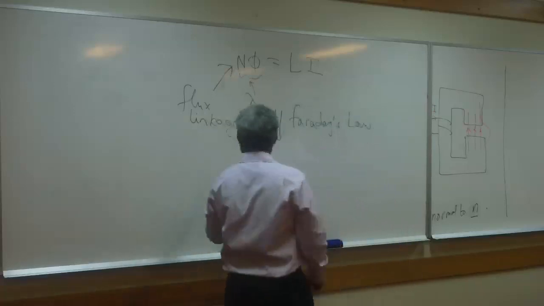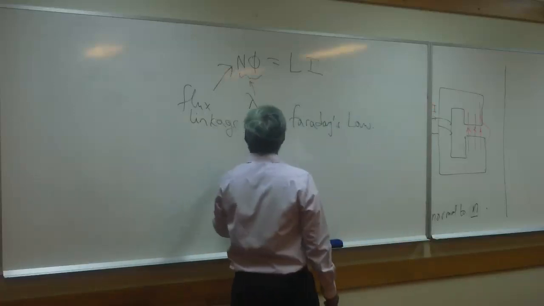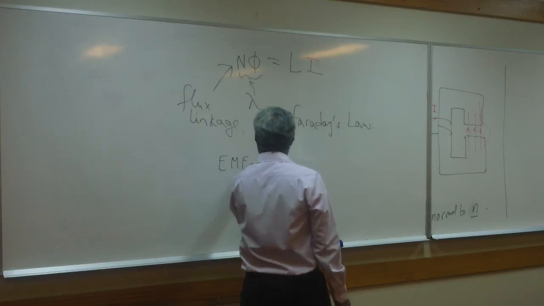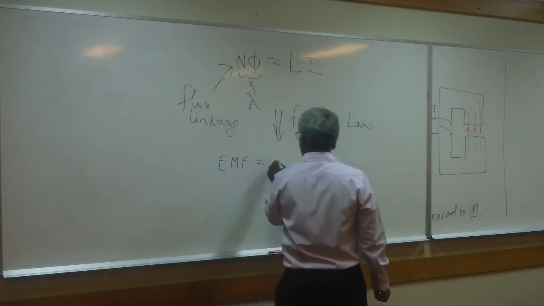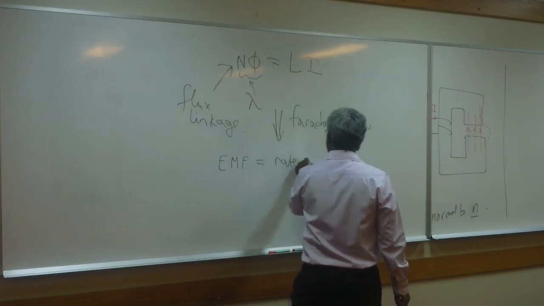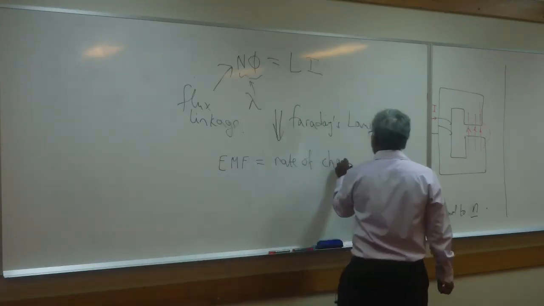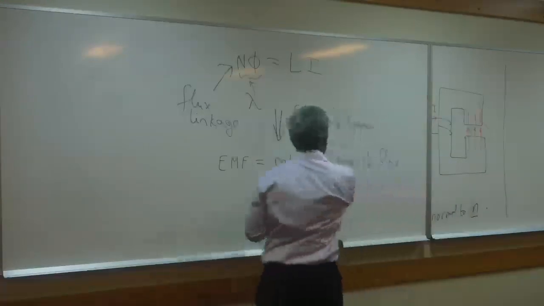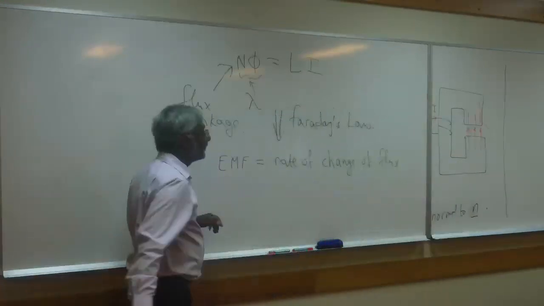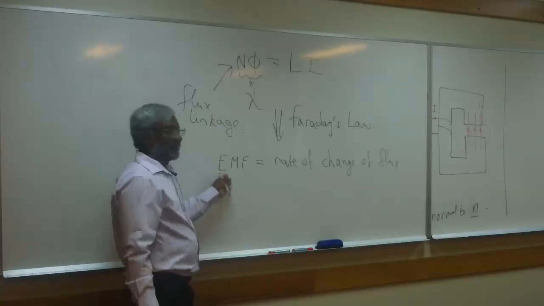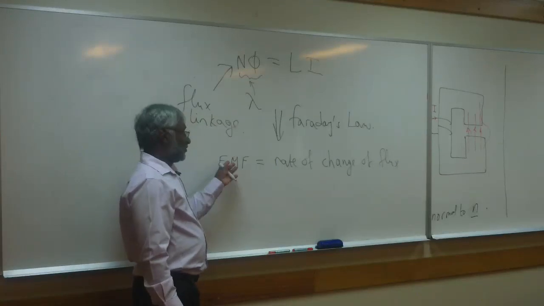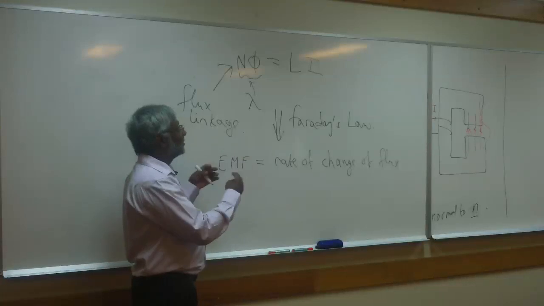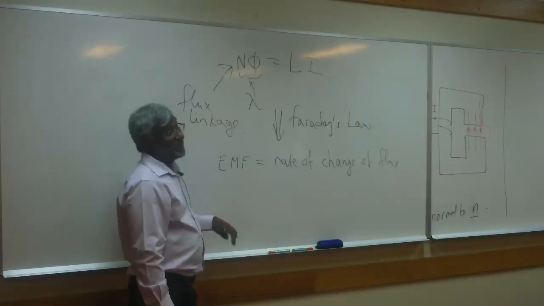And that gives us N dΦ/dt equal to EMF. So Faraday says EMF equal to rate of change of flux. That is, if you don't have change of flux, you're not going to have an EMF. You can't do anything about that. This is how the world has been created. This is a law of nature. So if there is flux changing with time, then there will be an EMF.